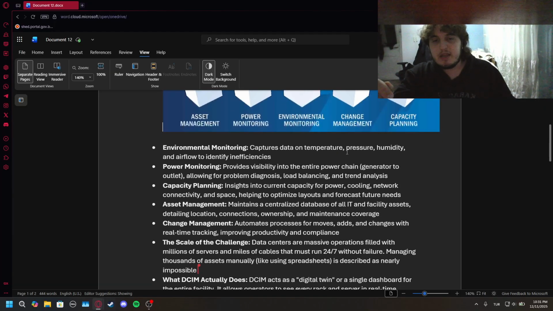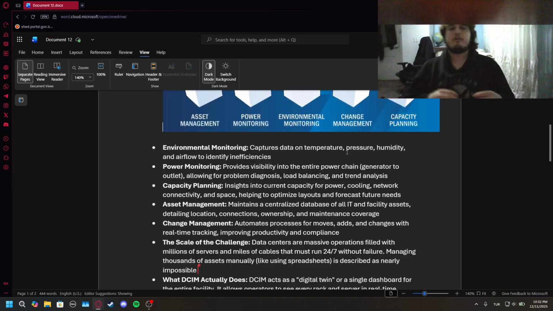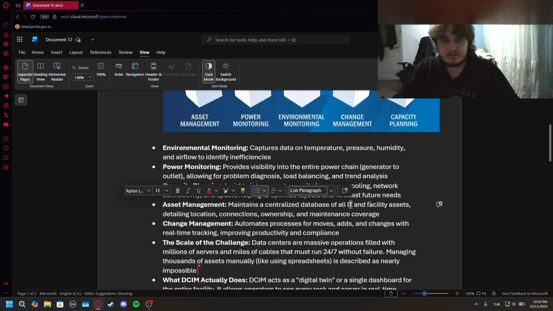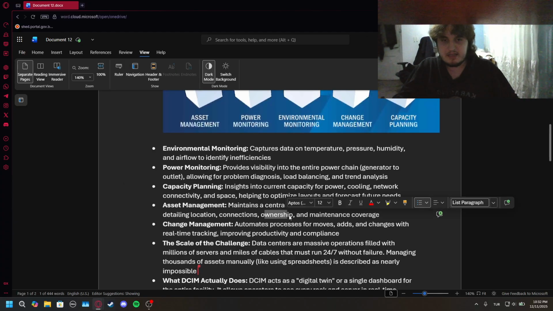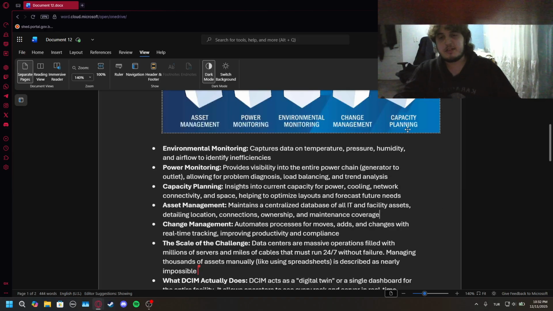Asset management maintains a centralized database of all IT and facility assets, detailing location, connections, ownership, and maintenance coverage. Basically, it's how the assets are moved around, and you need to manage those assets because, like it says here, the IT and facility assets, ownership, maintenance coverage, all of these need to be managed by something. This is why asset management exists.